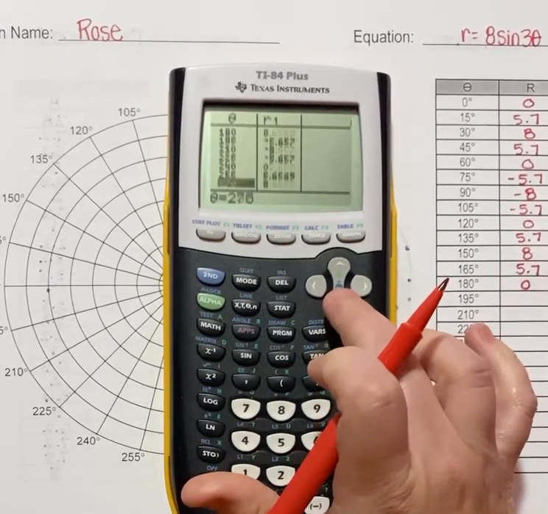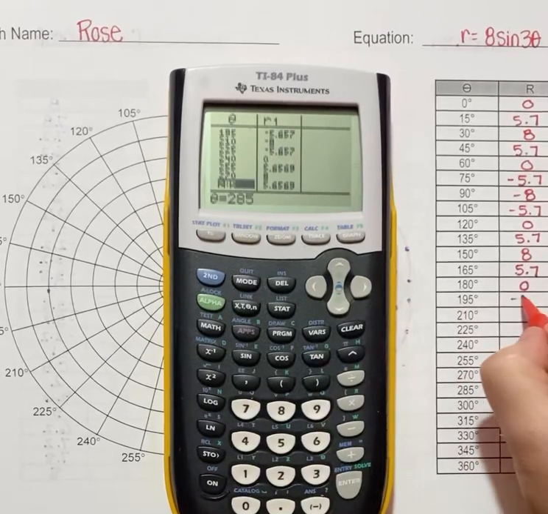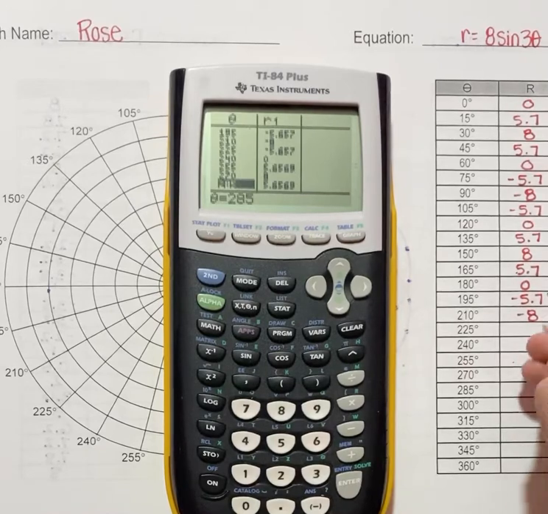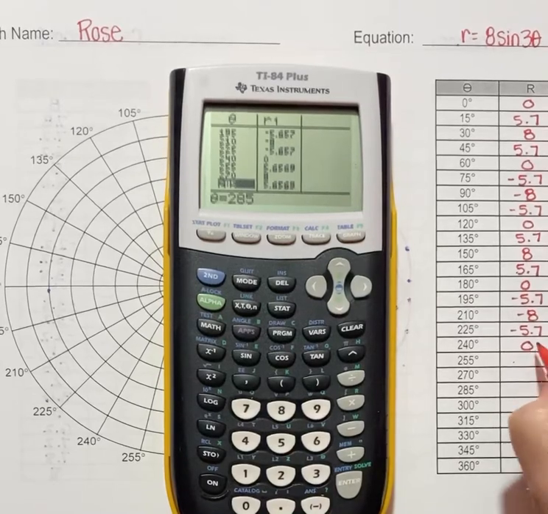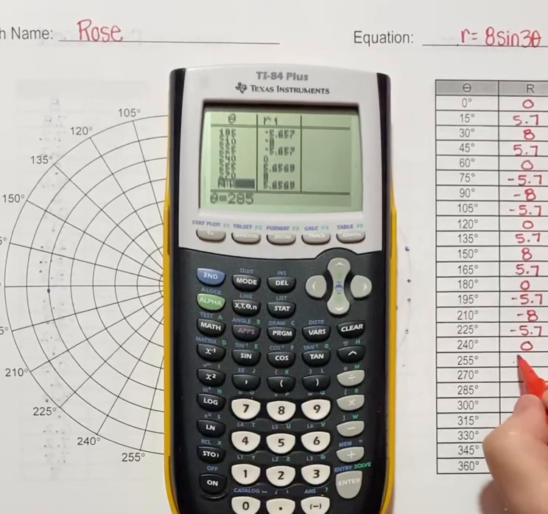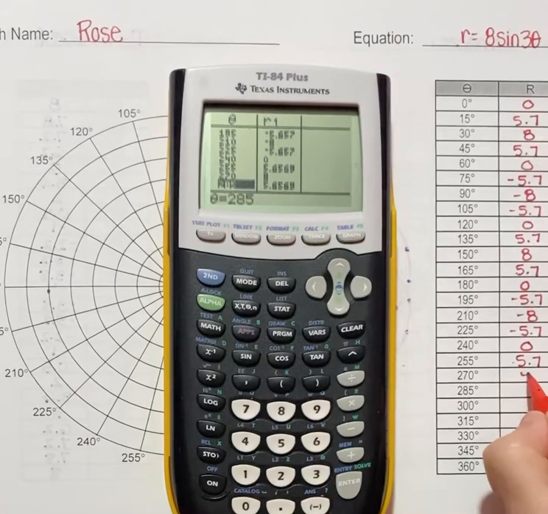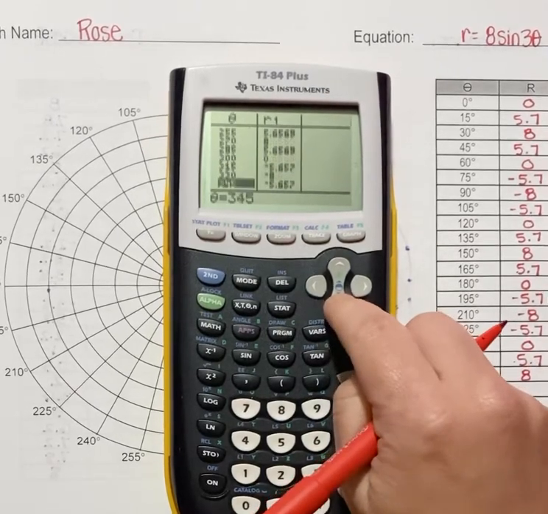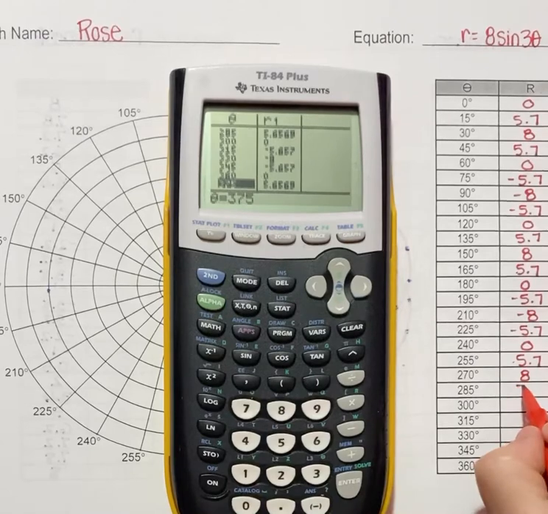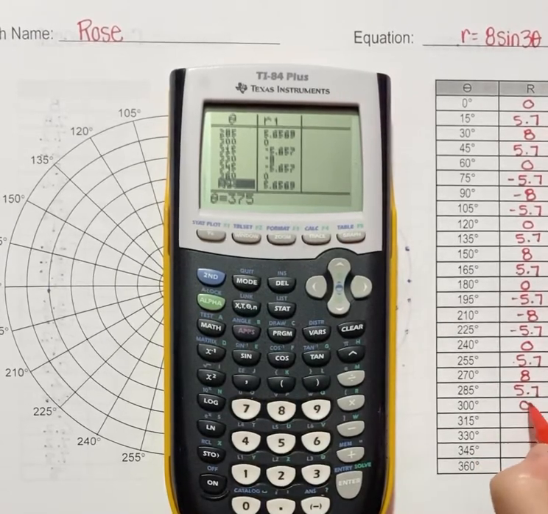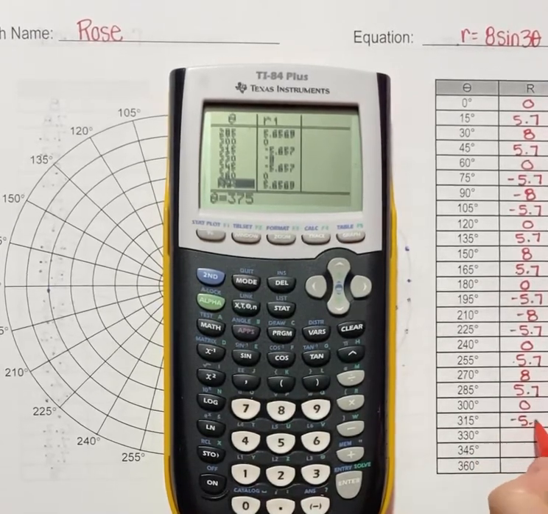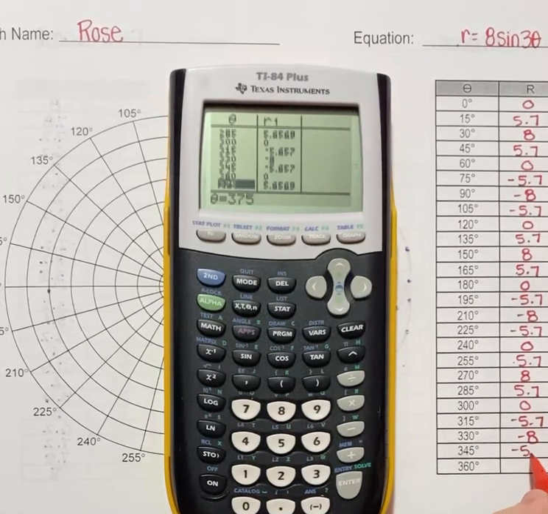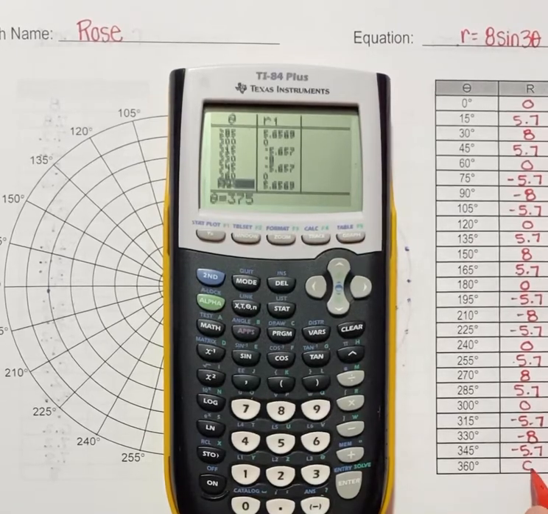So next one I'm starting with is 195. 195 is negative 5.7. 210 is negative 8. 225 is negative 5.7 again. 240, I'm back to 0. 255 is 5.7. 270 is 8. All right, let's do this last quadrant. We're starting at 285, so 285 is 5.7. 300 is 0. 315 is negative 5.7. 330 is negative 8. 345 is negative 5.7. And 360, I'm back to 0.